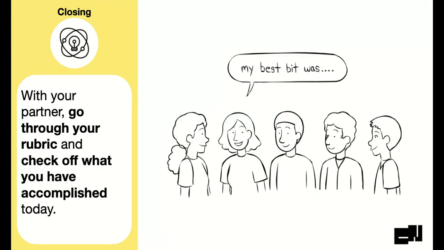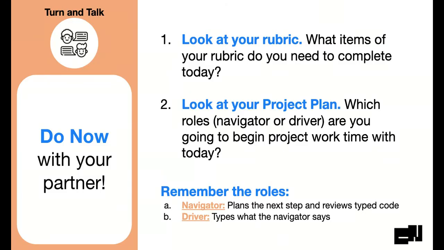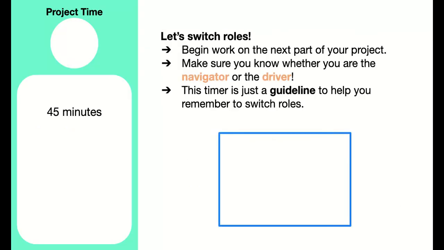All right. Cool. So in closing, make sure that you are going through your rubric and checking off what you've accomplished. And that's about it. So pause it here if you are done with day one. If you want to continue on, I'm here. We're going to move into day two. It's, again, pretty straightforward. Just look through your rubric, look through your project plan, and figure out who's going to be the navigator and driver for today.